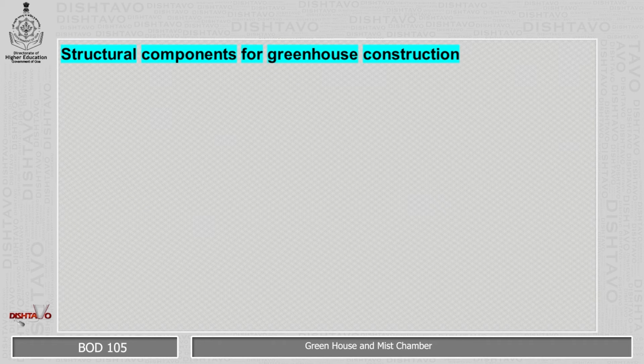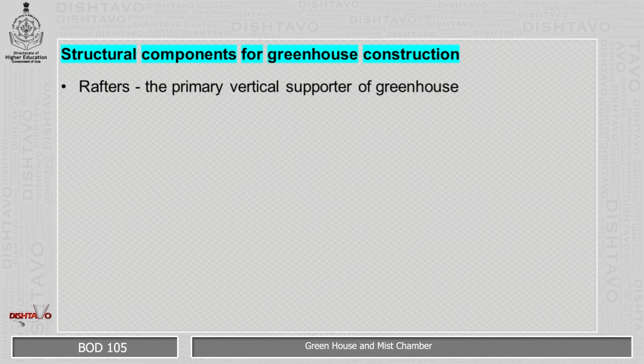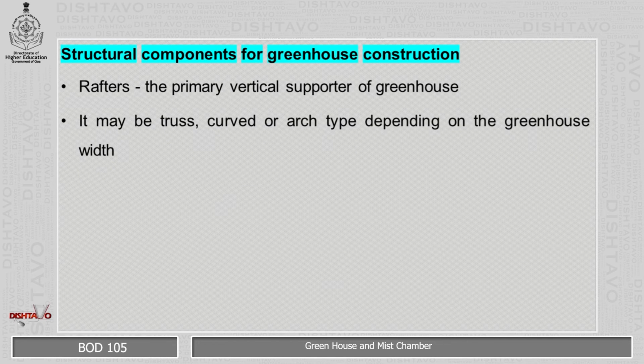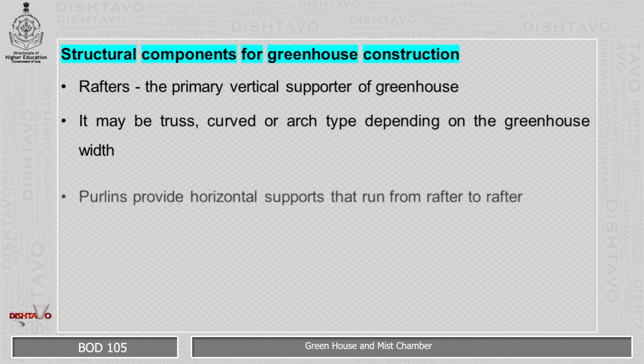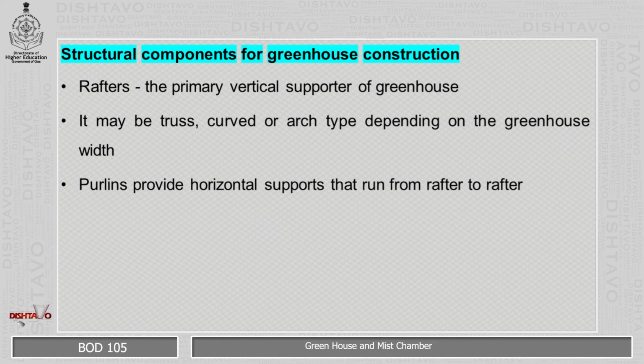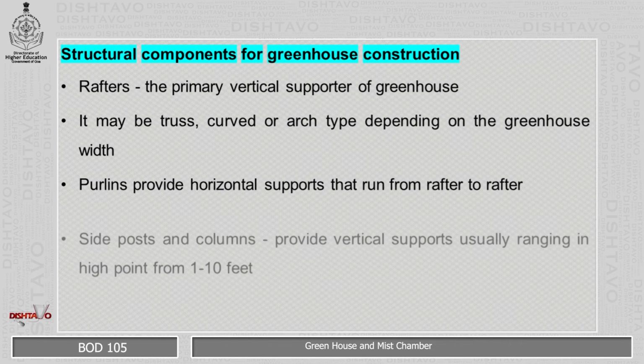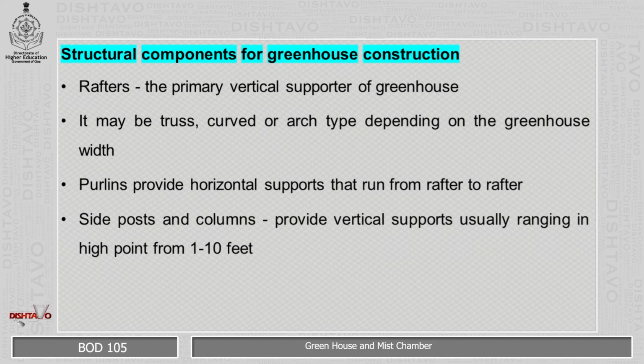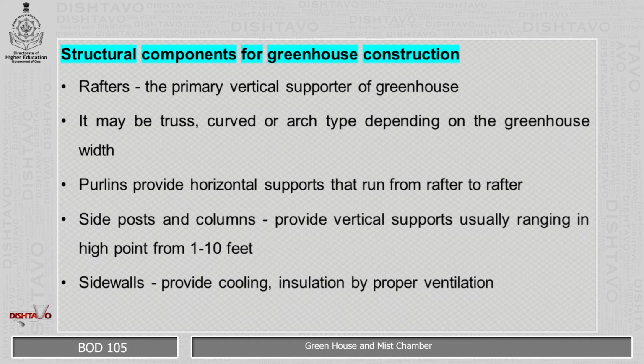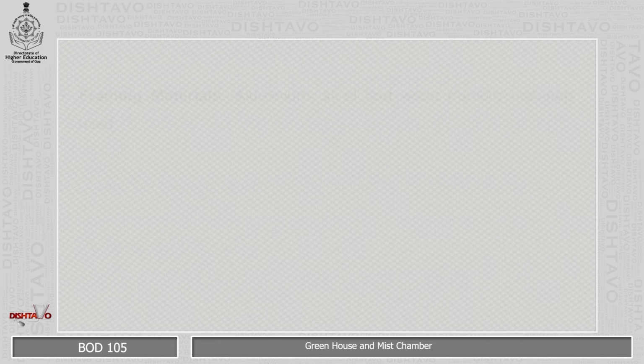Now let us study about the structural components of greenhouse construction. Rafters are the primary vertical supporter of greenhouse. It may be truss, curved or arch type depending on the greenhouse width. Purlins provide horizontal supports that run from rafter to rafter. Side posts and columns provide vertical support usually ranging in height from 1 to 10 feet. Side walls provide cooling, insulation by proper ventilation.